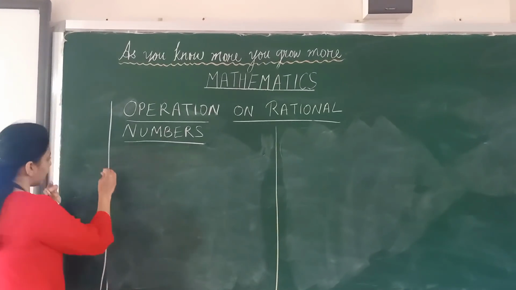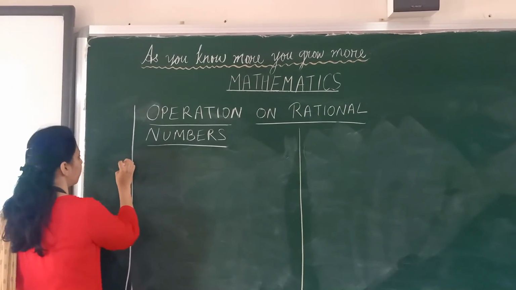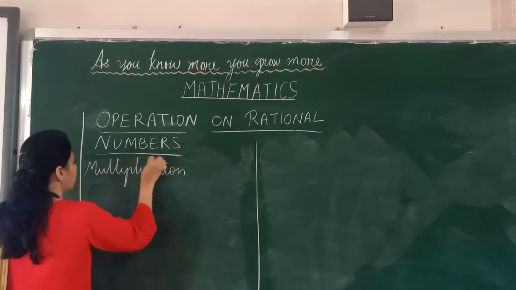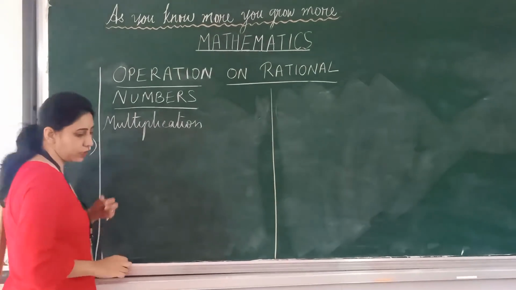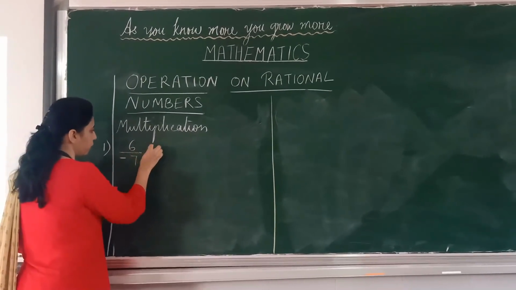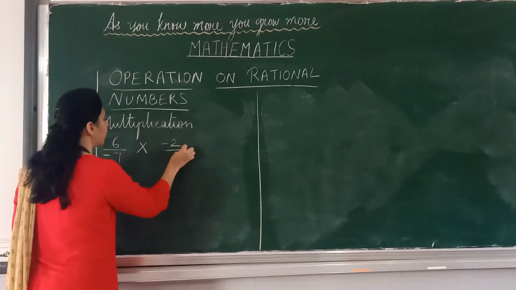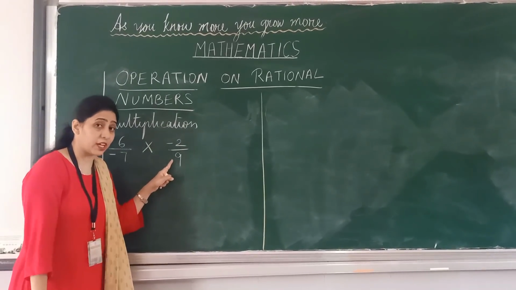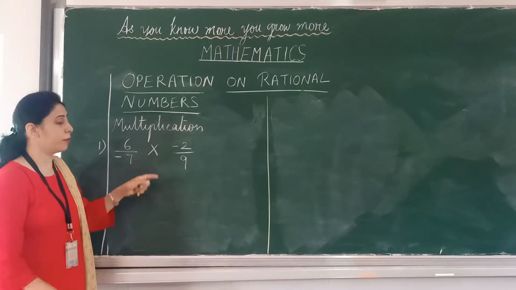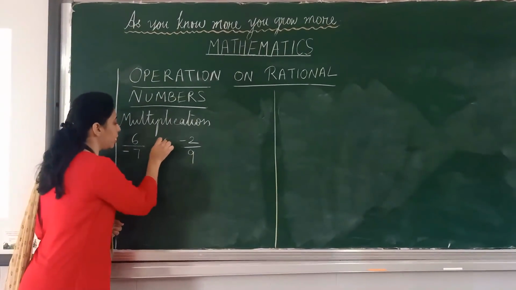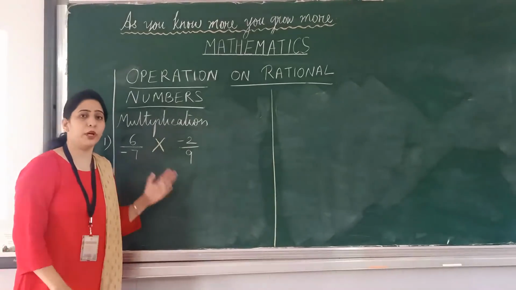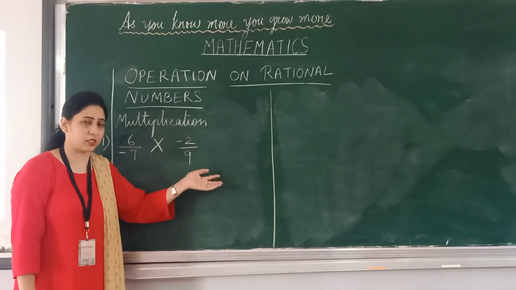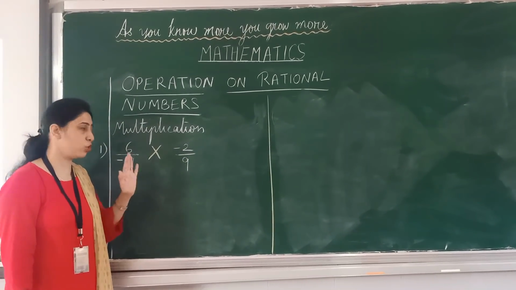Multiplication of rational numbers. So then we go with multiplication of rational numbers. Let's take the example: 6 upon minus 7 into minus 2 upon 9. Now again this is a negative rational number, this is again a negative rational number. These both rational numbers you have to multiply. Now your main sign is multiplication. Always remember, whenever multiplication is there, you can multiply numerator with numerator, denominator with denominator, and find the answer. Or you can divide. So in multiplication you can do anything.